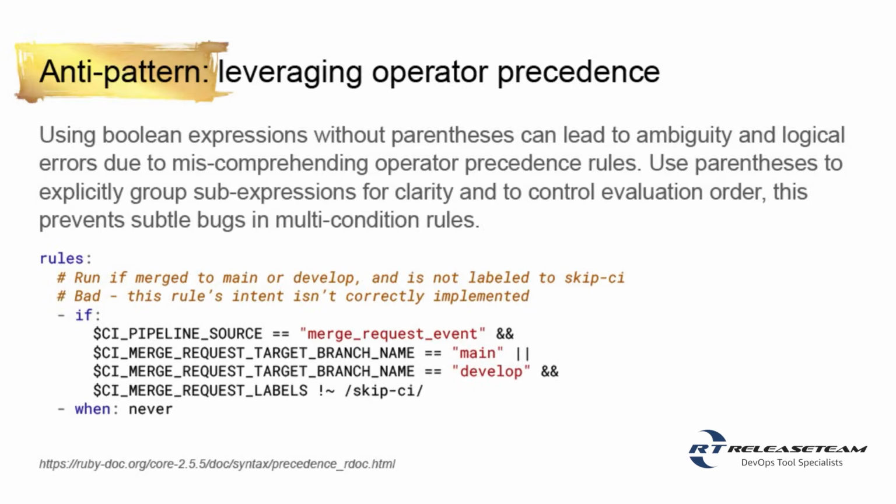Especially experienced engineers can make mistakes when they try to rely on operator precedence in Boolean expressions. In this example, the 2 conditions for the target branch name should be enclosed in parentheses to properly implement the rule. Parentheses are your friend. Use them to clarify your intention.